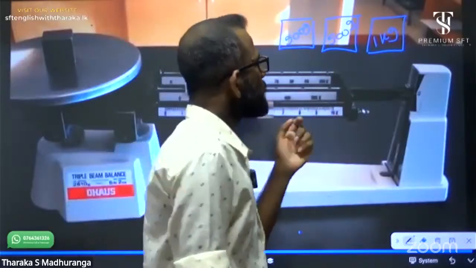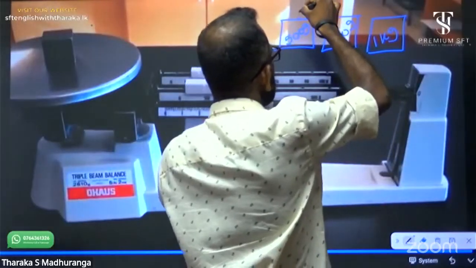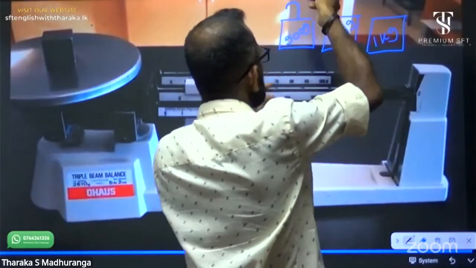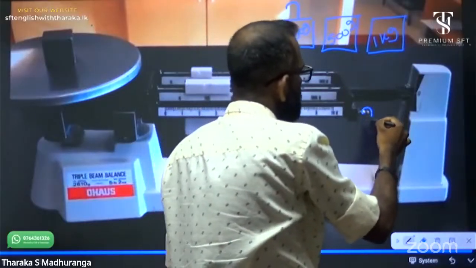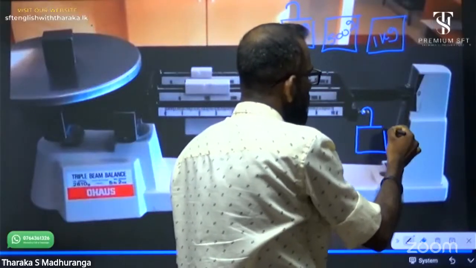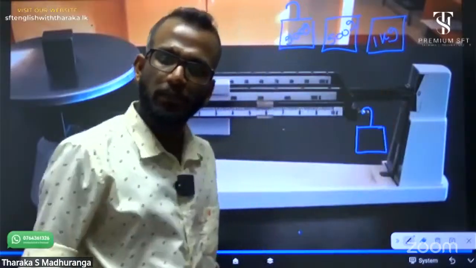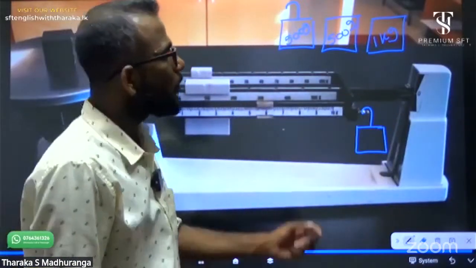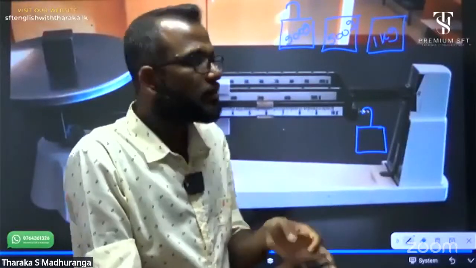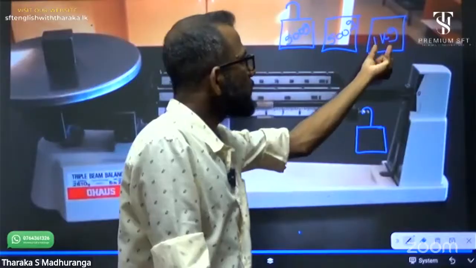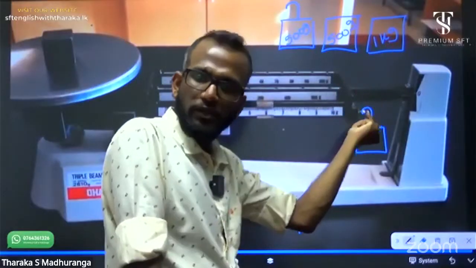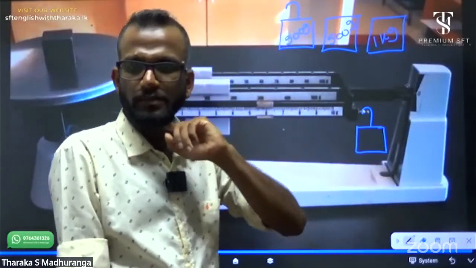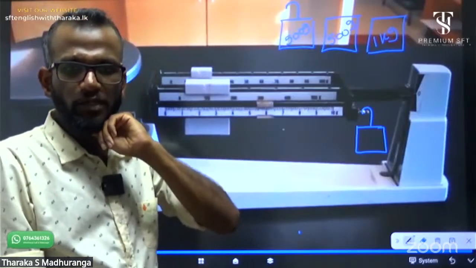Okay. Then if you want more than 610, you can hang a 500 gram extra bar on this point. If you want more than 1 kilogram, then what's the method? You can hang a 1 kilogram extra bar on this point. Any doubt?